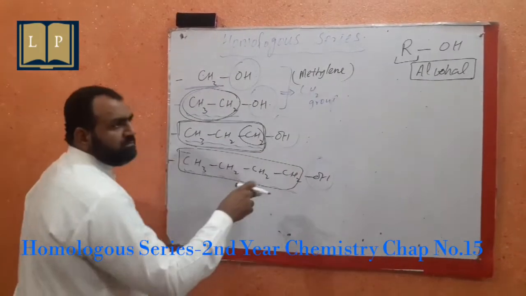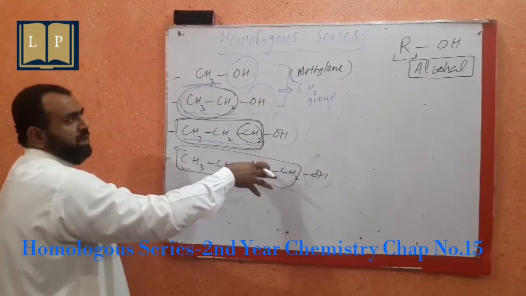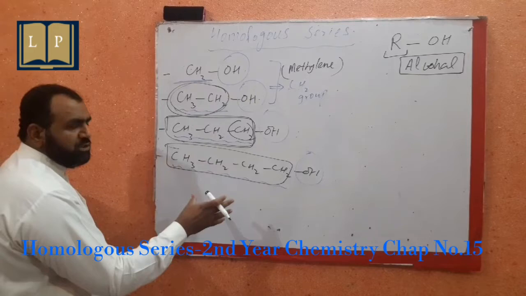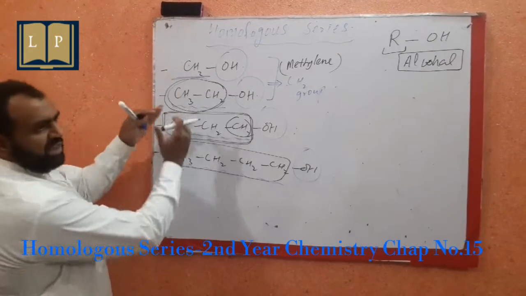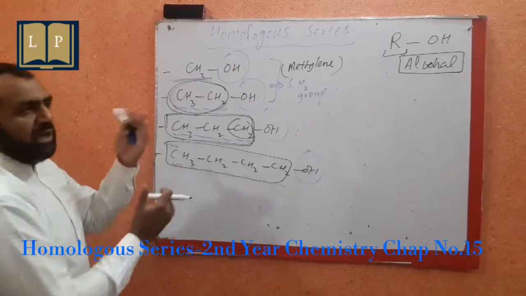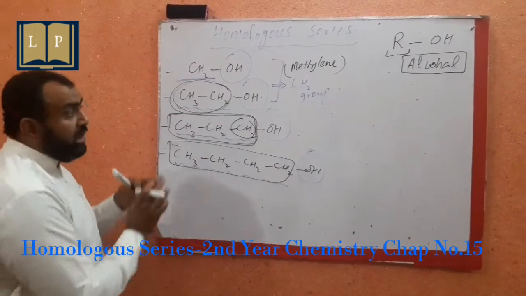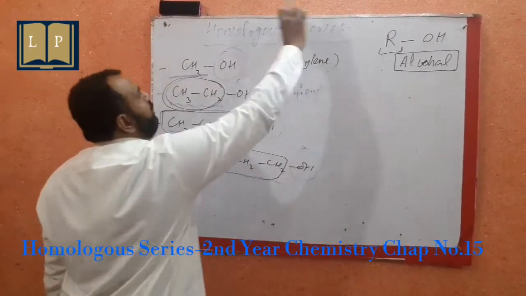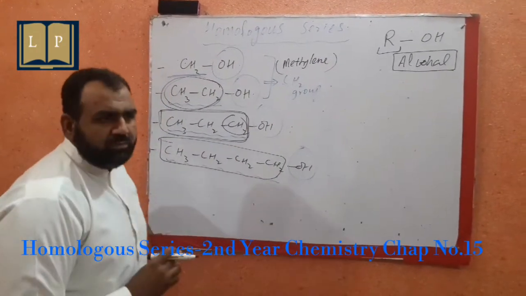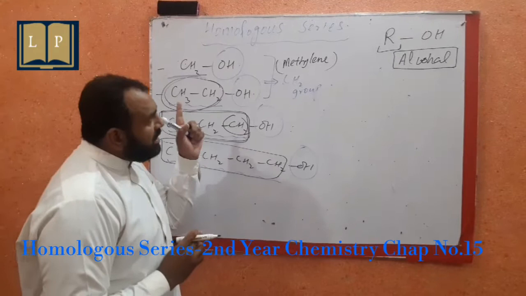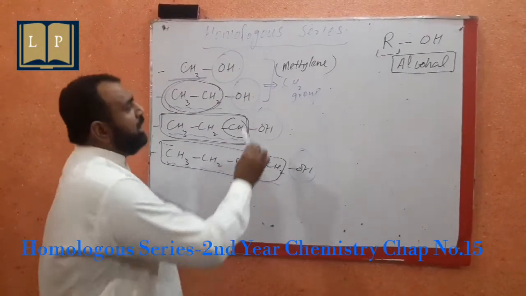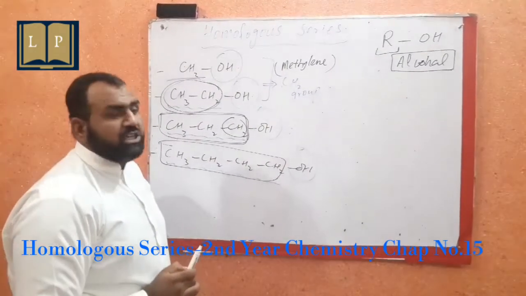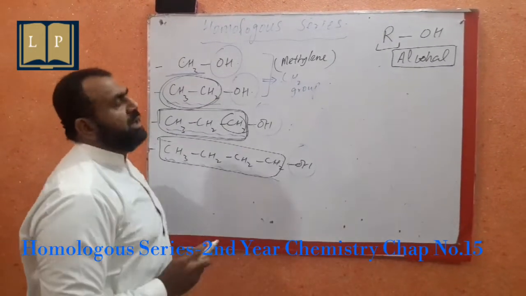Such a series, like we have written for alcohol over here, in which all the compounds differ from each other by a CH2 unit, allows us, by knowing one of the compounds, to predict either its preceding or succeeding organic compound. Such a series is termed a homologous series. So basically, a homologous series is a series of organic compounds in which compounds containing similar functional groups are arranged in such a way that each member differs from the other by a CH2 unit. Such an arrangement is termed a homologous series.